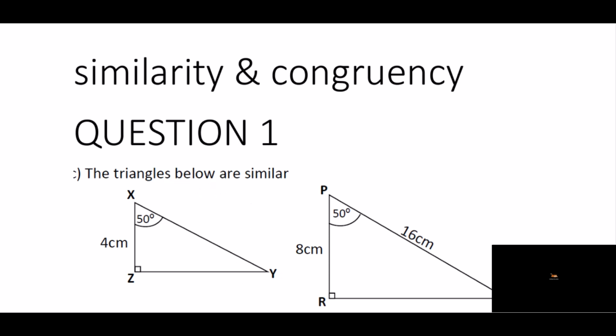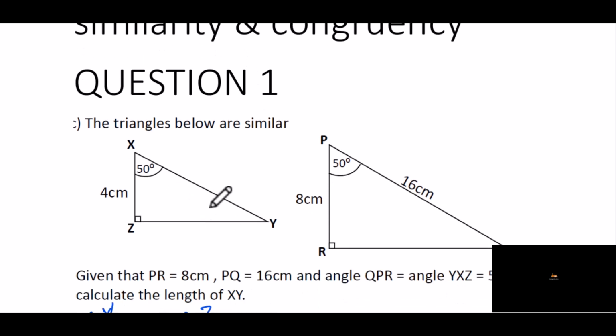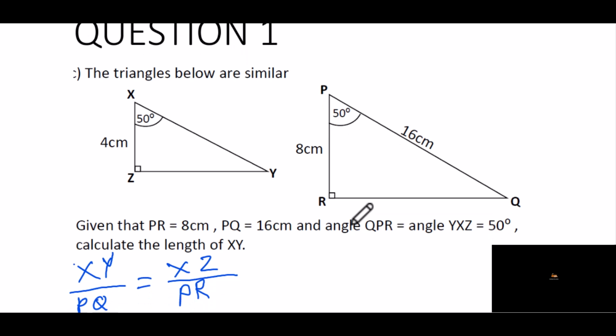So question 1 says the triangles below are similar. Okay, so these two triangles are similar. Given that PR is equal to 8 centimeters, PQ is equal to 16 centimeters, then angle QPR is equal to angle YXZ is equal to 50. Calculate the length of XY.